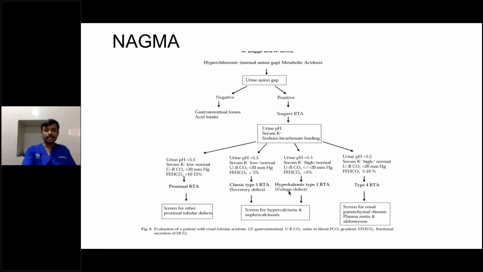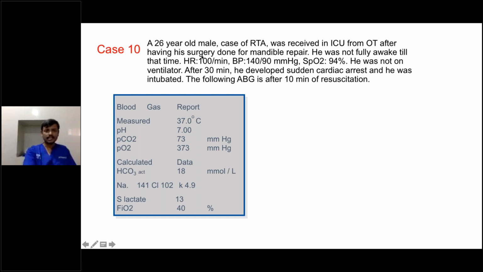So this is one case here: a 26-year-old male, case of RTA, received in ICU from OT after having surgery done for mandible repair, not fully awake, heart rate, BP, saturation reasonable. He was not on a ventilator. After 30 minutes, he arrested. So an ABG is taken after the arrest. Usually pH will be low in arrest, 7.00. So it is acidosis. Look, the PCO2 is high and the bicarbonate is also high. So we can take either respiratory acidosis or metabolic acidosis. Here they have taken metabolic acidosis.